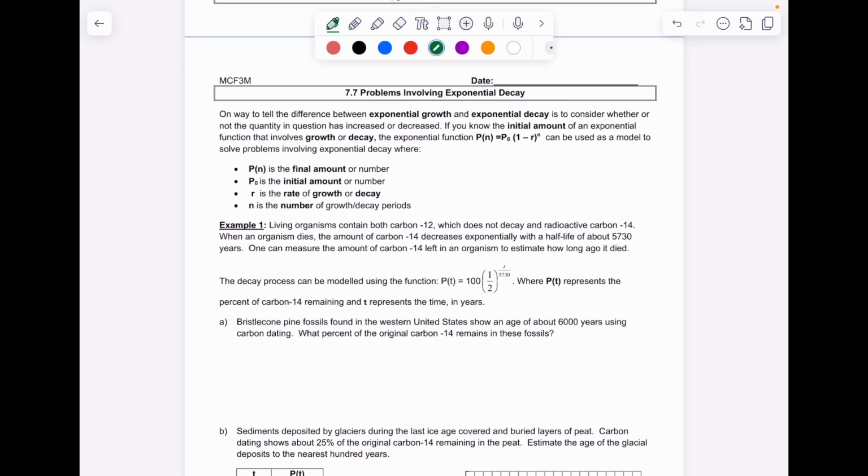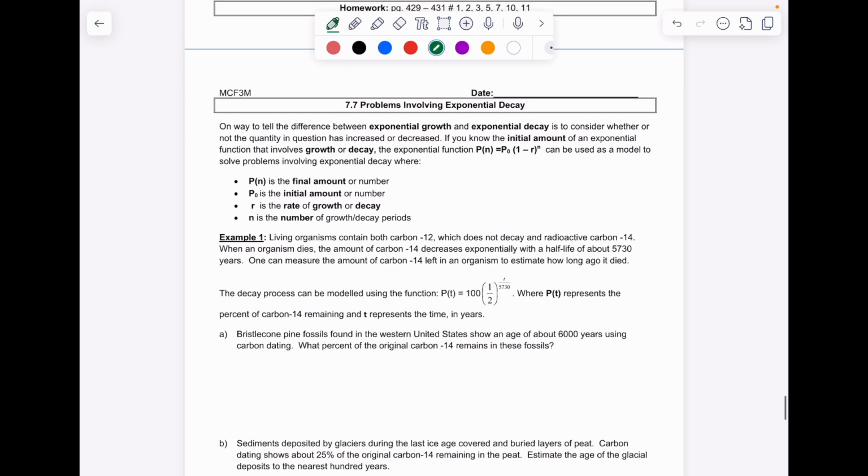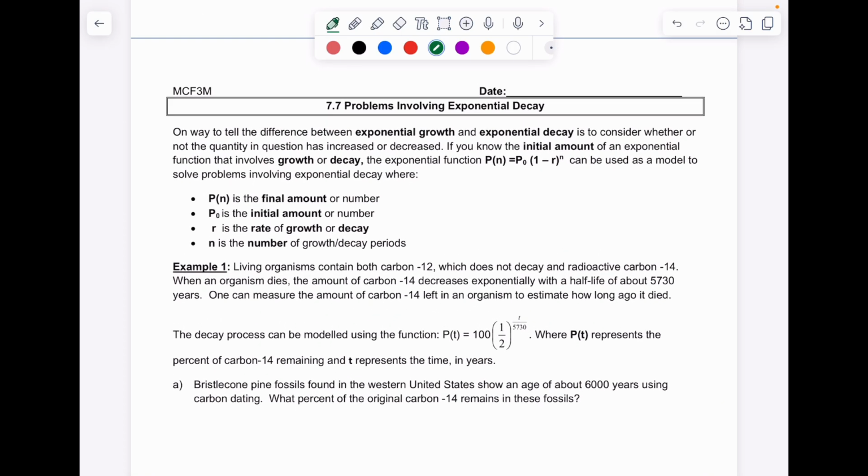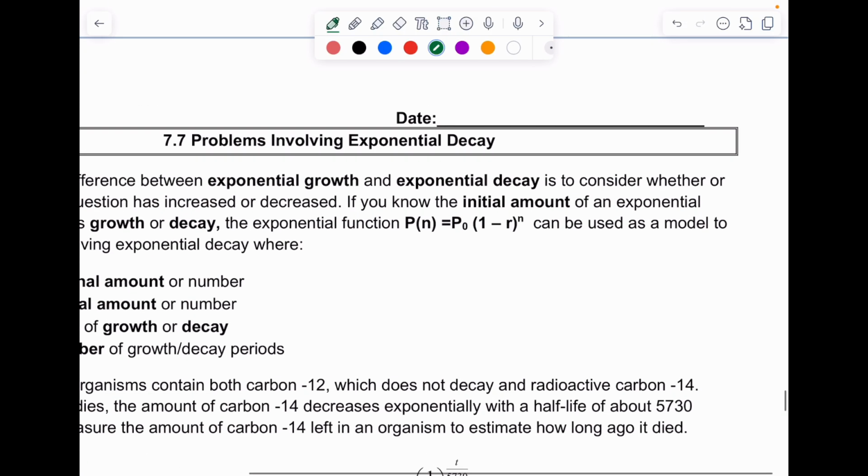Okay, so we are into our last lesson now, 7.7, problems involving exponential decay. And in the previous lesson, we looked at exponential growth. So we are just looking at the other type of application problems. And this is when we are dealing with decreasing functions, okay? So decaying is another way of saying decreasing.